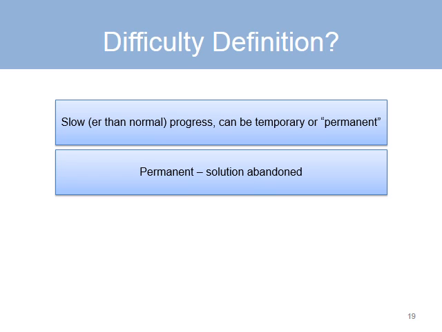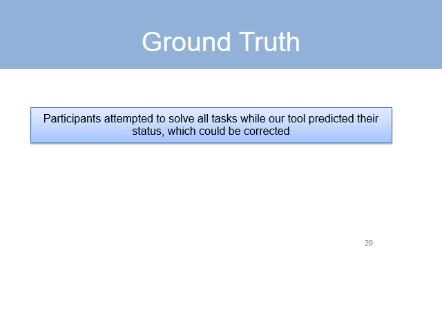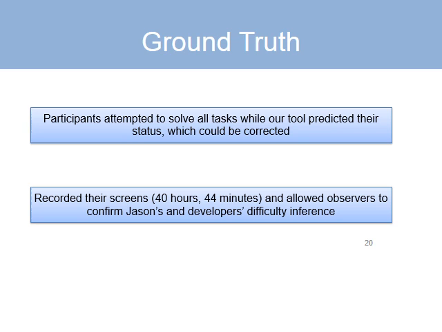So what we are saying is that people just felt that they couldn't solve the problem given the constraints of time. Okay. And how did we go and get the ground truth? So we have a tool that predicts difficulty. It's sometimes correct, sometimes it's not correct. So we had the tool predict difficulty, and the developers could correct their status.